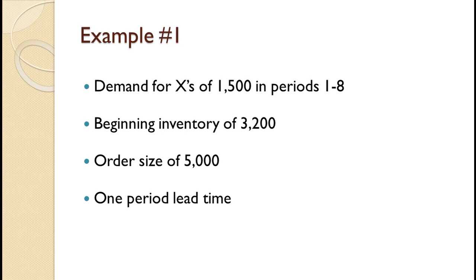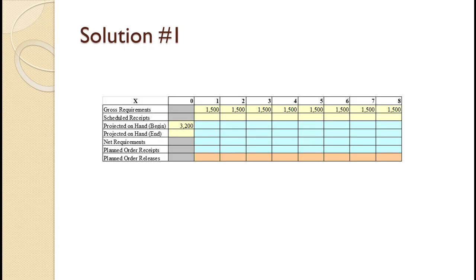Complete the MRP planning grid. The screen shows the form with the beginning information entered in the yellow areas. Remember, information only comes into the yellow areas. Gross requirements are entered in the top row in the appropriate period. The beginning inventory of 3,200 is entered in the yellow area for period 0. There were no scheduled receipts given, so none are entered in the form. That completes the setup of the form, and we are ready to begin calculations.